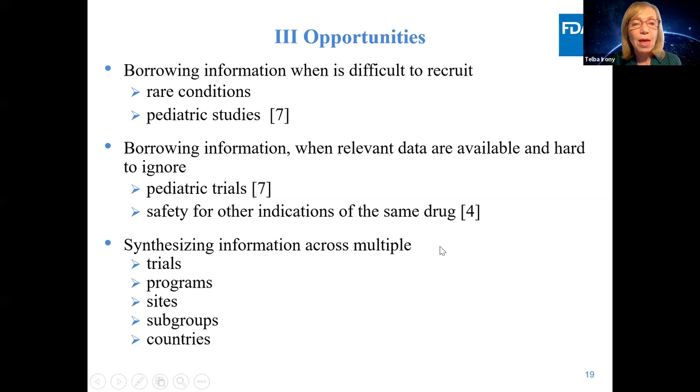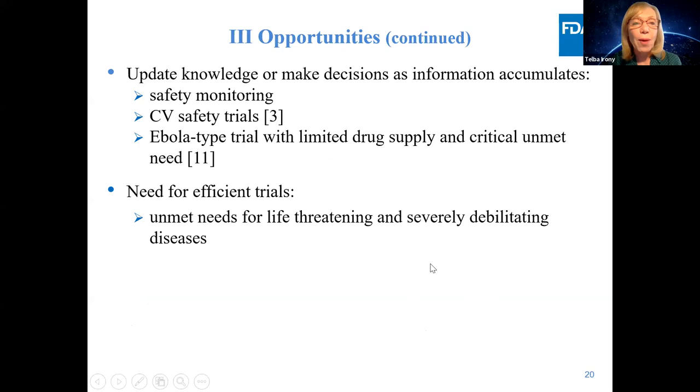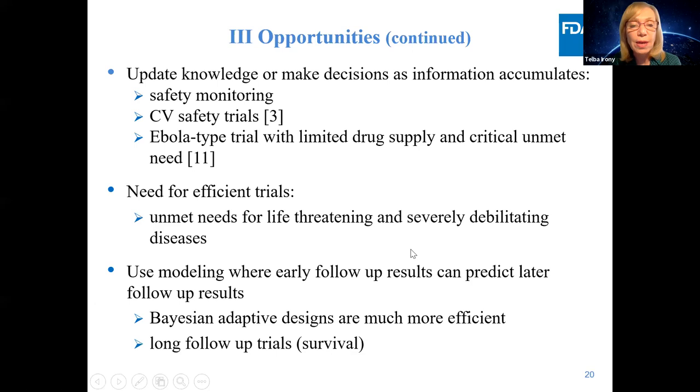So when you want to synthesize information across multiple trials, multiple programs, multiple sites, subgroups of countries, using a prior is very important. When you want to update the knowledge or make decisions as information accumulates, when you're doing safety monitoring, when you're doing cardiovascular safety trials, when you're doing an Ebola trial with limited drug supply, that might be the same situation for COVID-19. When you need efficient trials, when you're talking about unmet medical needs for life-threatening and severely debilitating diseases, the Bayesian approach is ideal. And when you're using modeling where early follow-up results can predict later follow-up results.